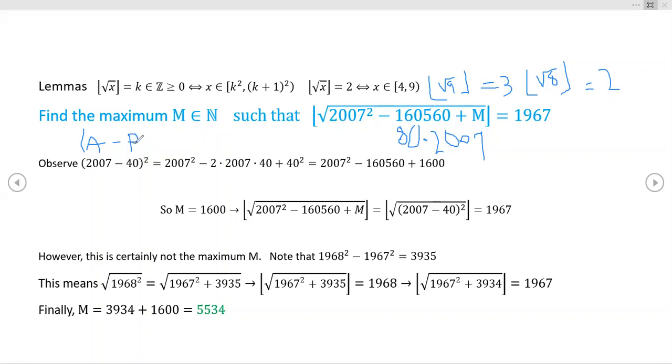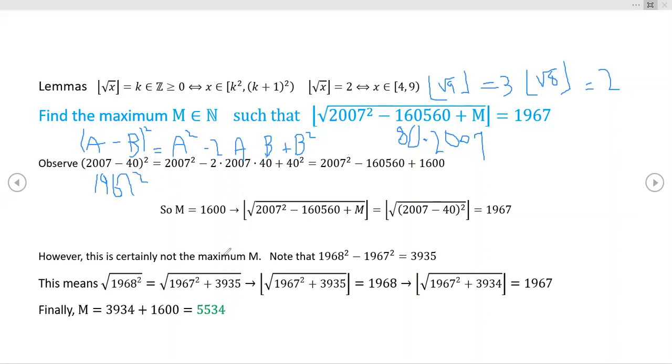So this is certainly equal to a squared minus 2ab plus b squared. That's pretty slick, and you can see the magic here with the 2 times the 40, right? 2 times 40 is 80. We've already seen that 80 times 2007 is 160,560. Now, of course, 40 squared is equal to 1,600. And I do want to note that this is just 1967 squared right here.